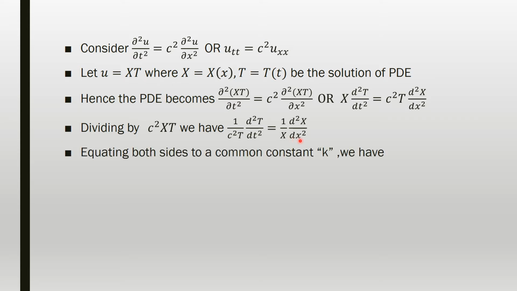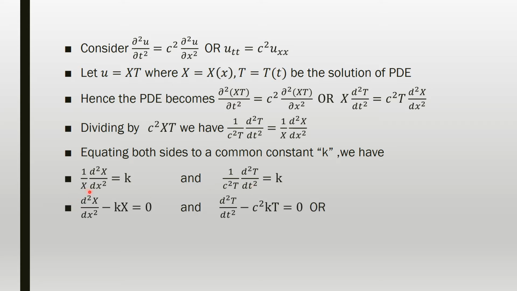Now, equating both sides to a common constant k, we equate both expressions to the common constant k. Let us see what happens. The first one: (1/X) d²X/dx² = k, and the second one is equal to k. Now let us simplify. Look at the first one. Here 1/X, if you shift to the right side, will be merged with k. So we get d²X/dx² = kX. Now taking kX to the left side, we get d²X/dx² − kX = 0.